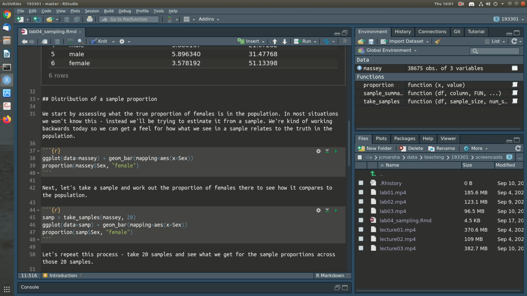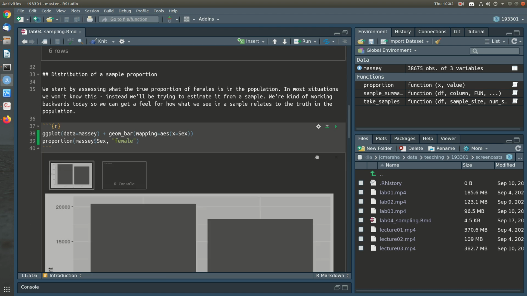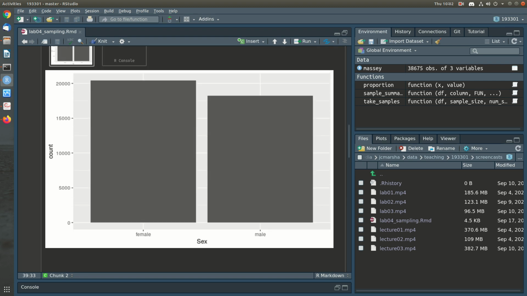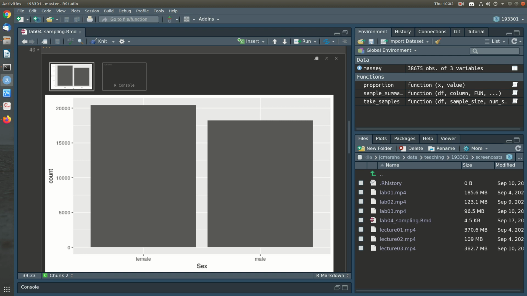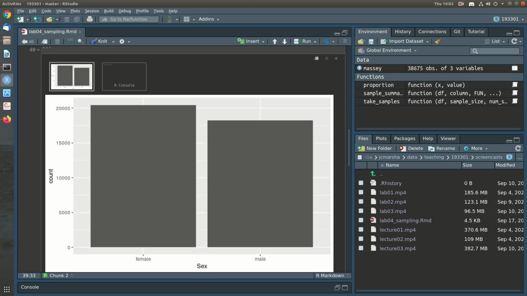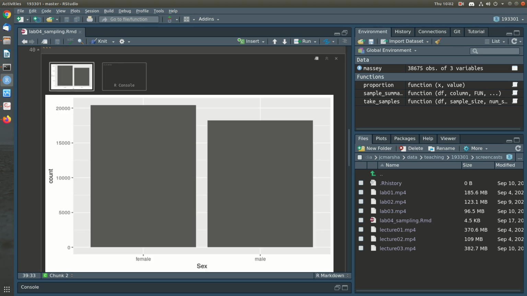We're going to start with the sample proportion. So we're going to assess the true proportion of females in the population. We're going to plot the Massey data and work out the proportion. We've got a function here, proportion, to work out the proportion of females. You can see from the graph that there's a higher proportion of females than males at Massey. I think that holds in the population as well. And if we have a look at the output from the proportion, we can see that the proportion is 0.5287. So roughly 53% of students at Massey are female. So that's what the population looks like. We'll remember that number, roughly 53%, and that graph.